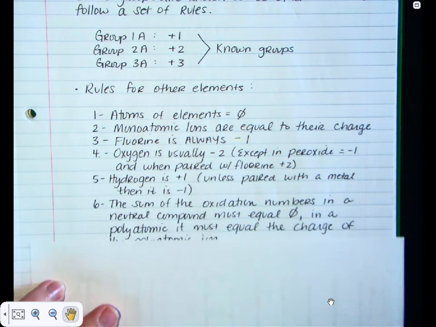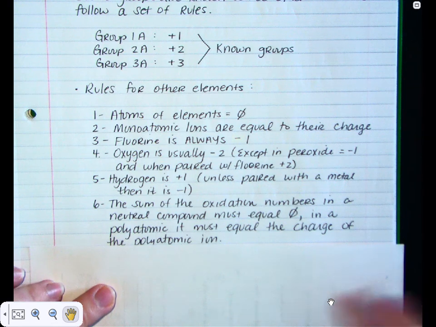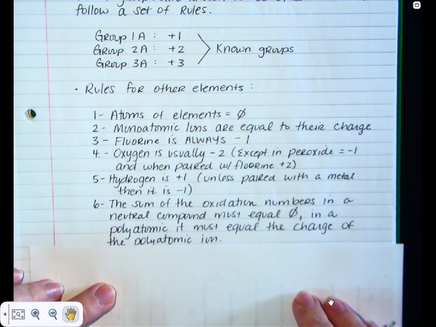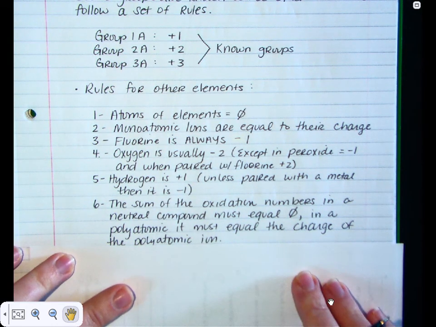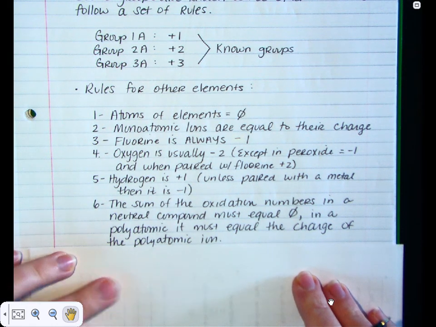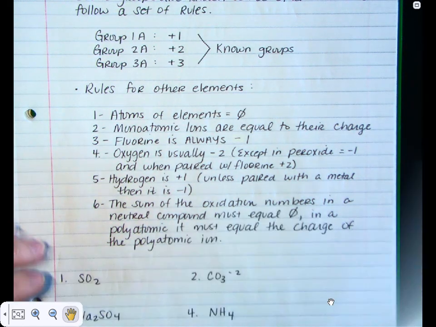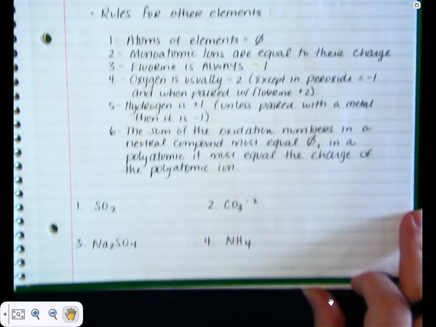The sum of the oxidation numbers in a neutral compound must equal 0. So you're just going to add your positives and negatives up and you're looking for it to equal 0. If you have a polyatomic ion, then the charge has to equal the charge on that polyatomic ion. All right, so let's look at some examples. These are not very difficult.